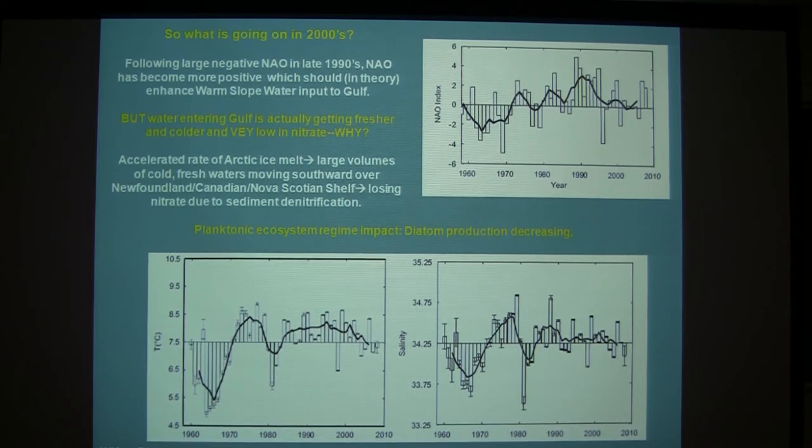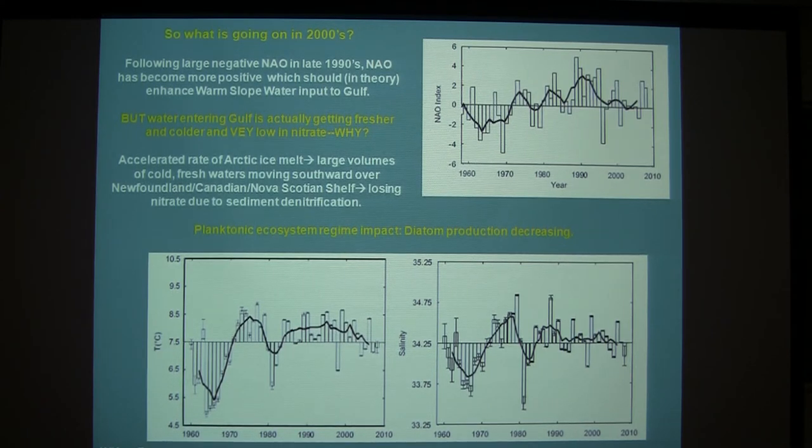We're actually getting more and more fresh, low salinity, cold waters coming in, and they're low in nitrate. Their nitrate levels are very low compared to historical data. This is the work of Dave Townsend up at the University of Maine, who's looked at the nitrate and silicate concentrations of waters coming into the Gulf of Maine from the 60s to the present, and nitrate in the last decade is dropping tremendously in sync with our changes in temperature, which is what you're looking at here, and salinity. So the rate of Arctic ice melt is causing the temperature and salinity to continue to decrease.